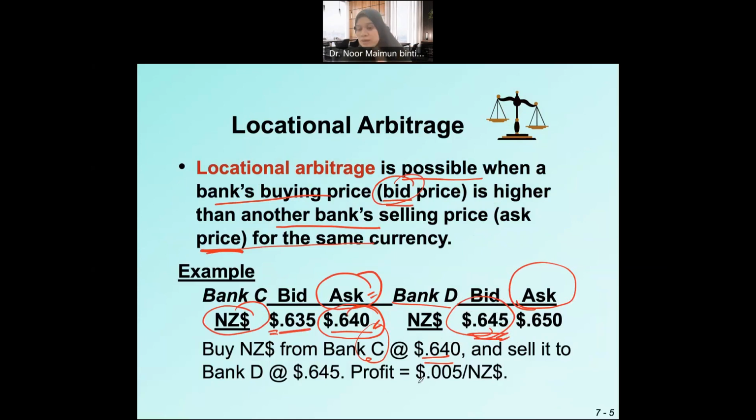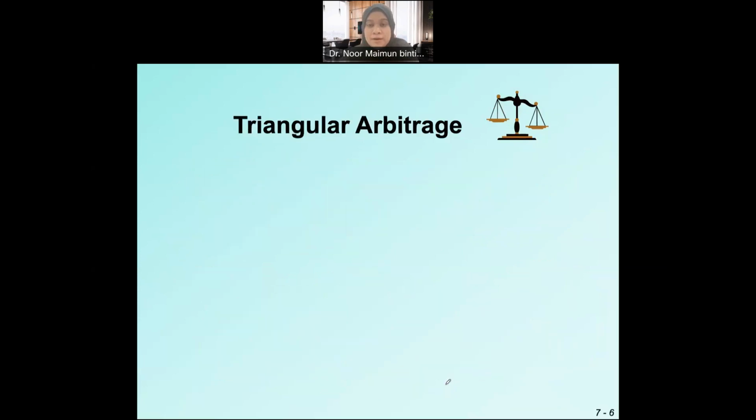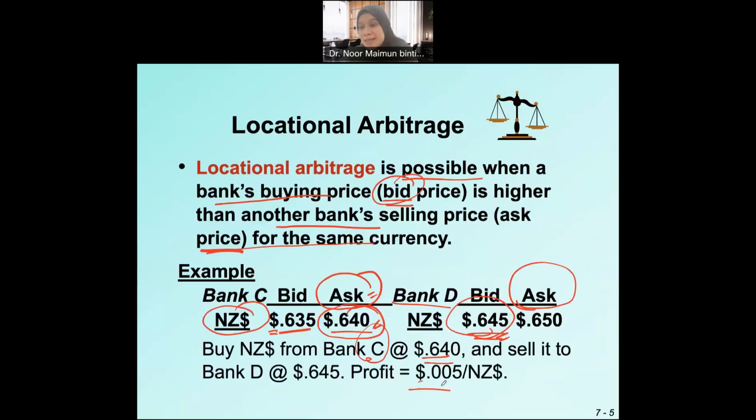Okay, so how to find the profits? You just find the difference. 0.645 dollar minus 0.64 dollars, so you will get 0.005 New Zealand dollar. Okay, all right, so that is for locational arbitrage, how you will make profits based on that arbitrage.